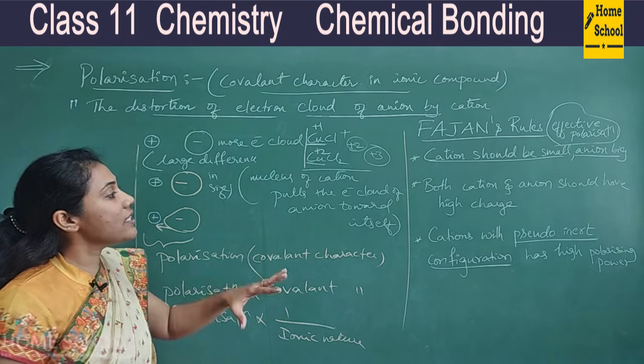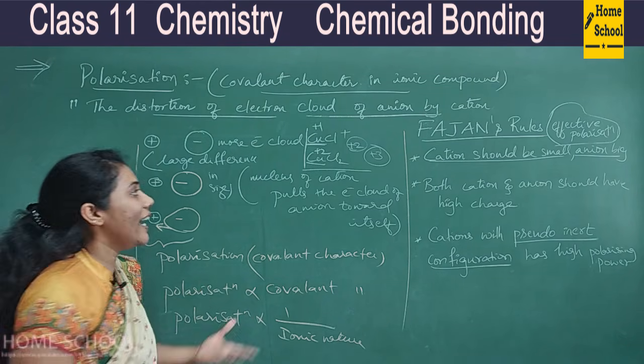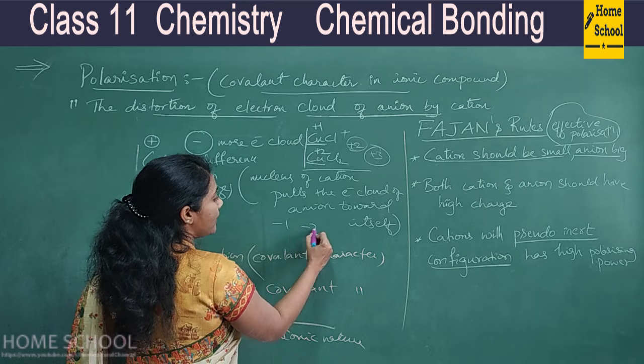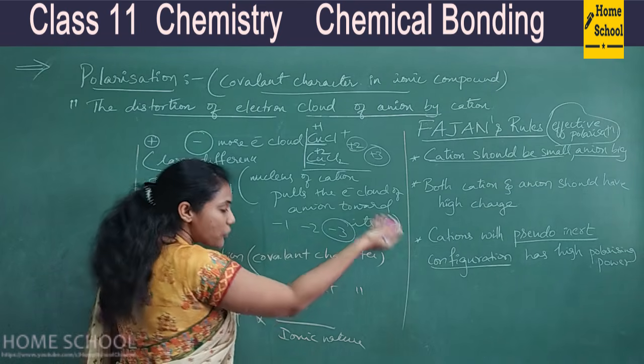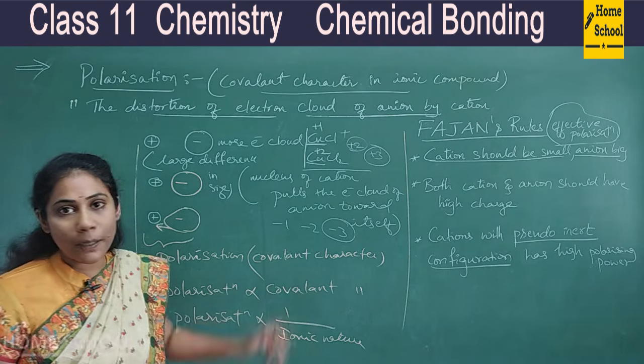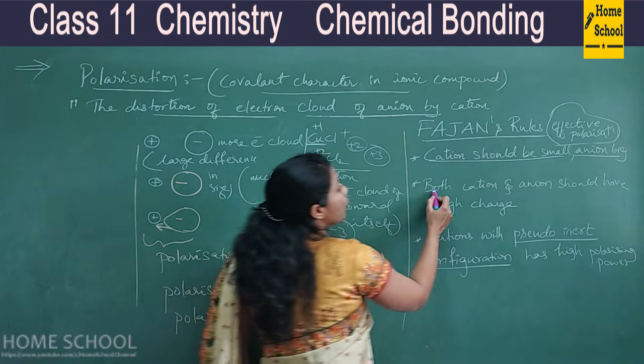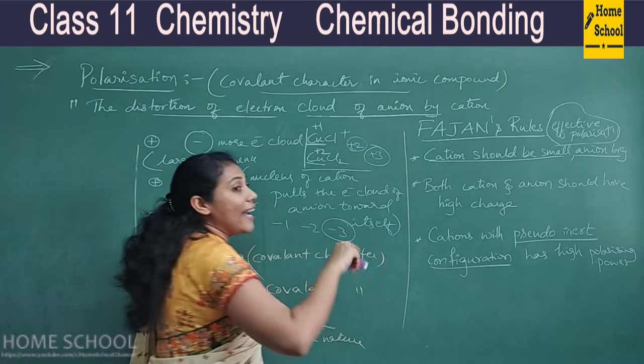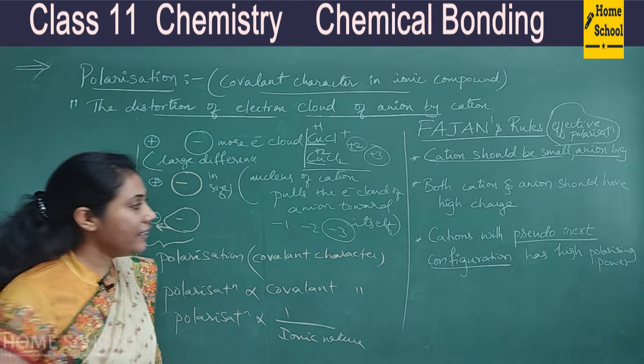Okay, so this works out for both cation and anion. Anion case: -1, -2, -3. So the more the charge, the more is the polarizing power. Okay, so to observe better polarization, both cation and anion should have high charges, right?